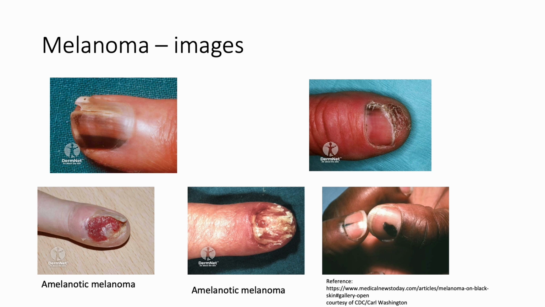Here are some images of melanoma. It's important to note, as on the bottom left and middle, that melanoma on the nail can be amelanotic and therefore not have the pigmentation as suggested previously. Here we can see the bands are irregular and there is nail plate destruction in the top two images. In the bottom right image we can see that it's not a regular band and is instead an irregular shape.